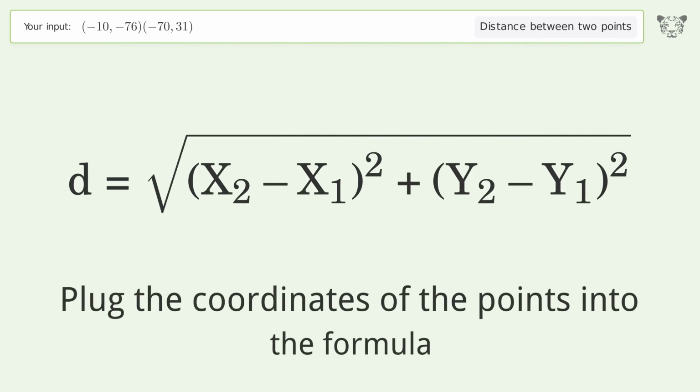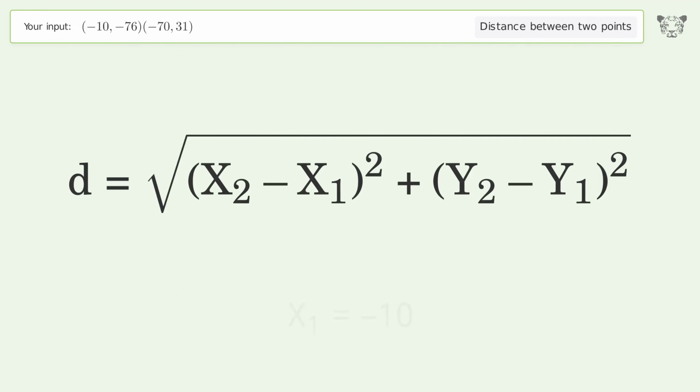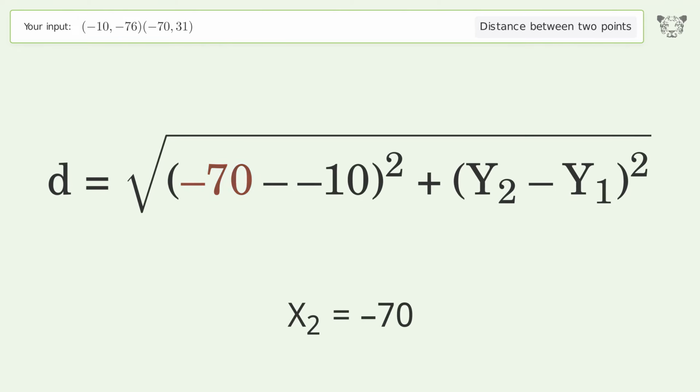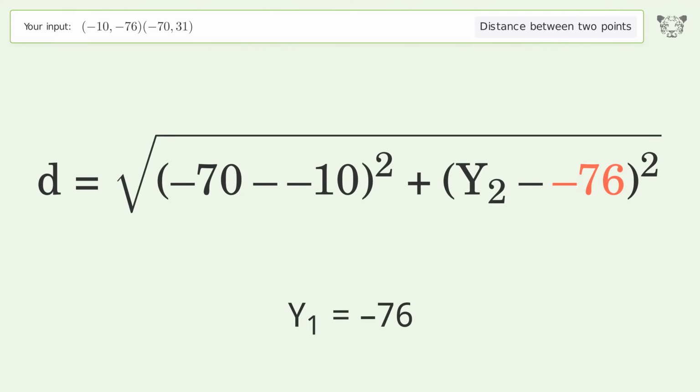Plug the coordinates of the points into the formula. x1 equals -10. x2 equals -70. y1 equals -76. y2 equals 31.